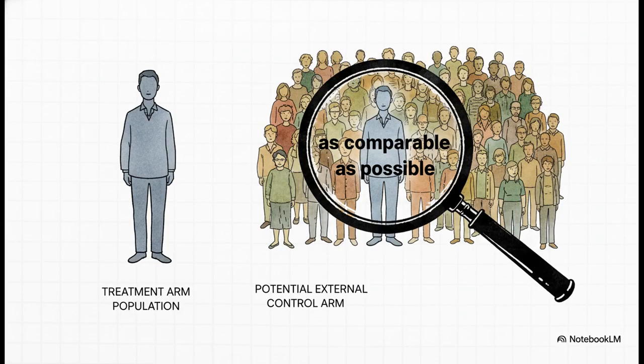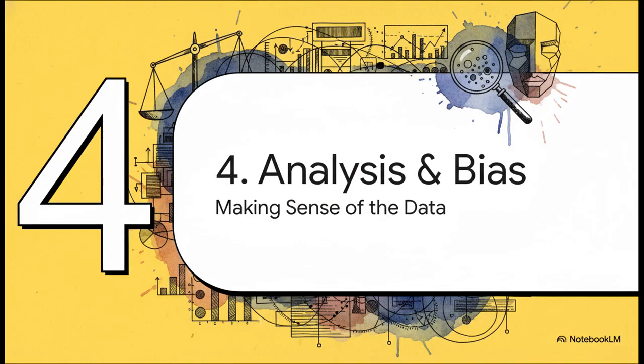Ultimately, the success of the entire trial really boils down to this one principle. The external control group has to be as similar as humanly possible to the treatment group. Every single difference between them introduces another potential source of bias that can undermine your results. So you've got your data. This brings us right to Section 4, analysis.